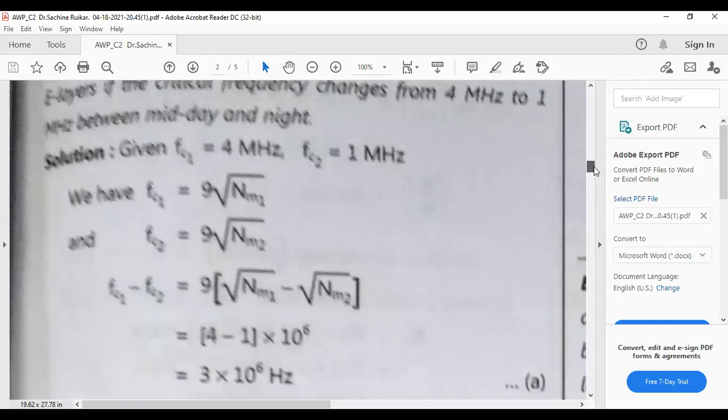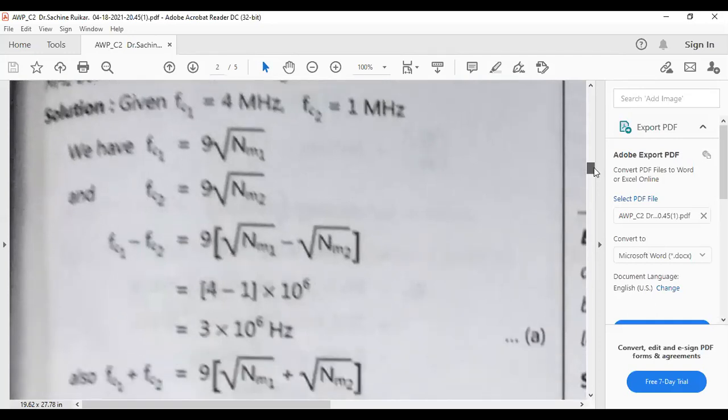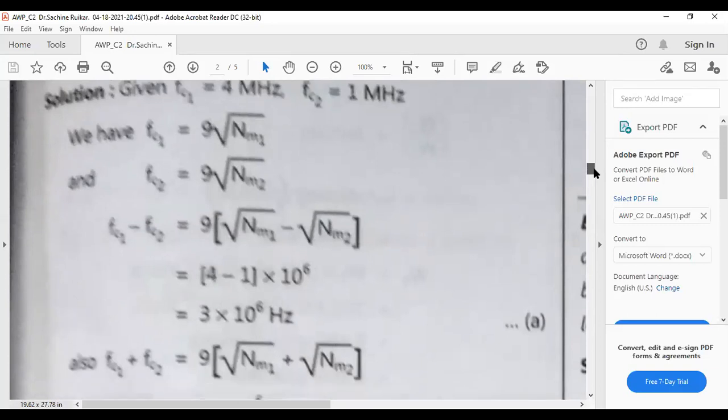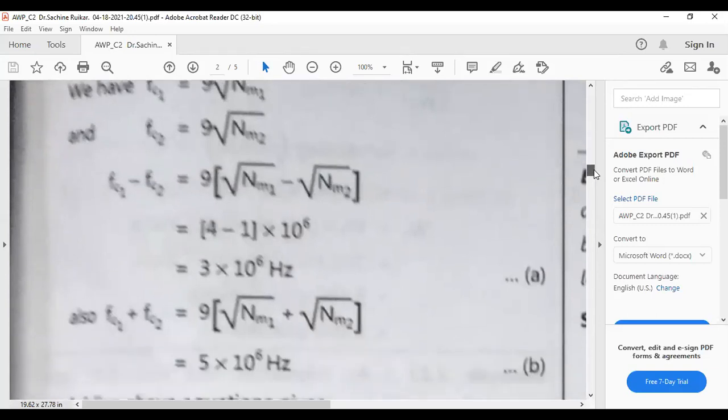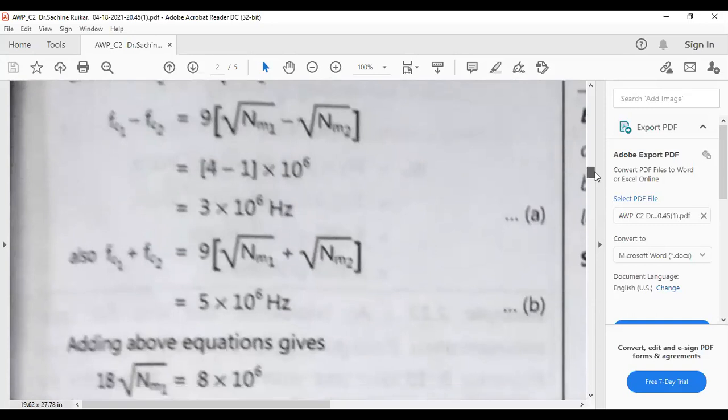First step is fc1 and fc2. Second is subtraction, that is fc1 minus fc2. You will get one expression. Then fc1 plus fc2, the second expression you will get. So in this way, from the fc1 minus fc2, that is the subtraction and the addition, the equations you can name as A and B. So by adding the above equations, that is A and B.